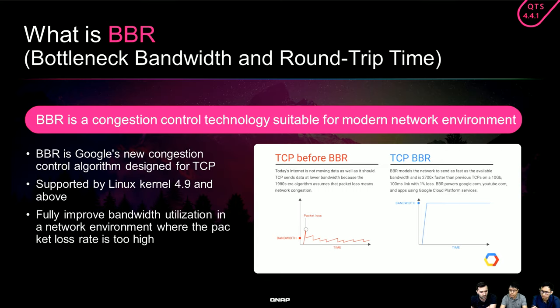You can see from the picture the TCP before BBR, where the vertical line is the bandwidth. When the network transmission faces a problem like packet loss, the bandwidth becomes slower. But with TCP BBR, the bandwidth utilization can achieve the full bandwidth. Yeah, full bandwidth.